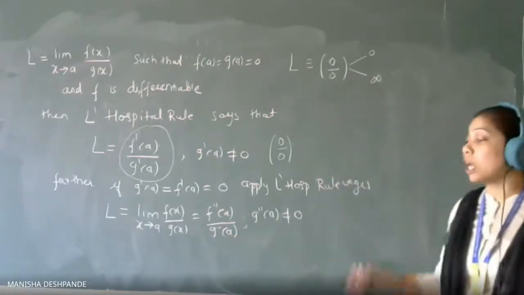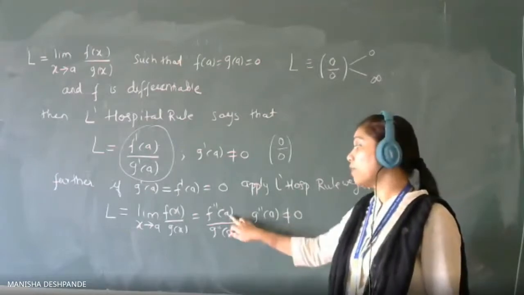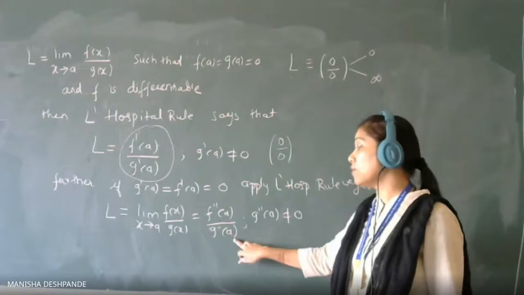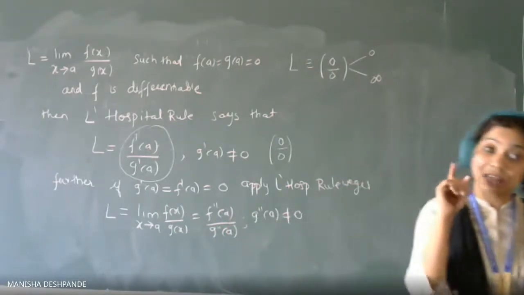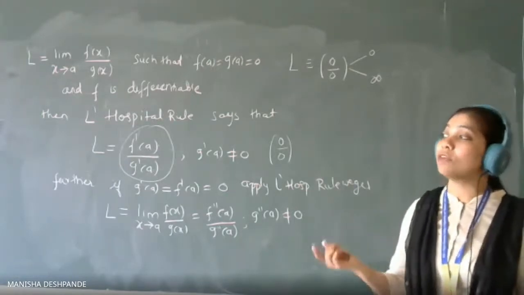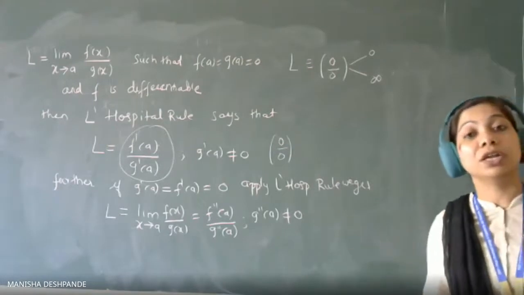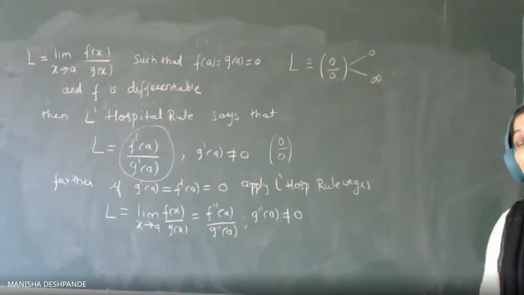And continue this until one of them becomes finite. If f dash is finite, finite upon 0 approaches infinity. If g double dash is finite, 0 upon a finite number is 0. So the answer is unique, either 0 or infinity. If both of them are 0 by 0, then obviously you go for one more application of L'Hospital. This will have to continue until one of them becomes finite. Okay? Clear?